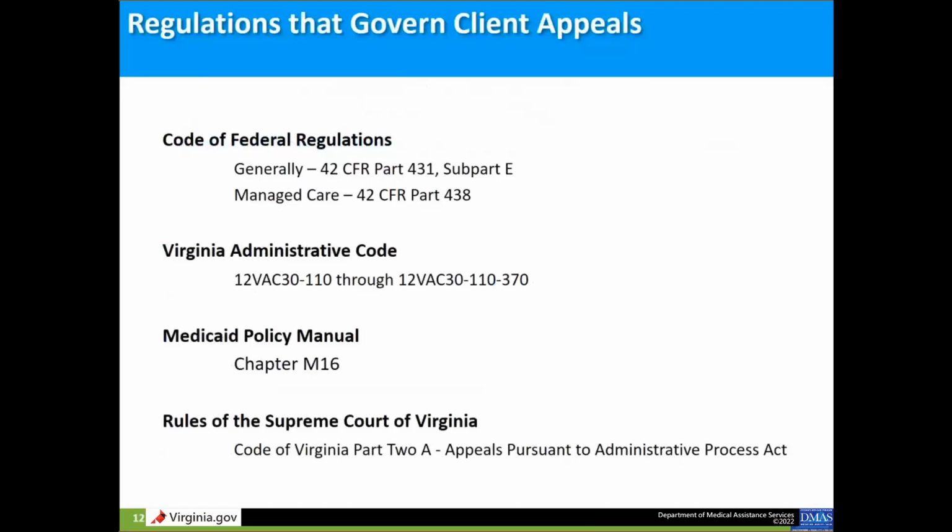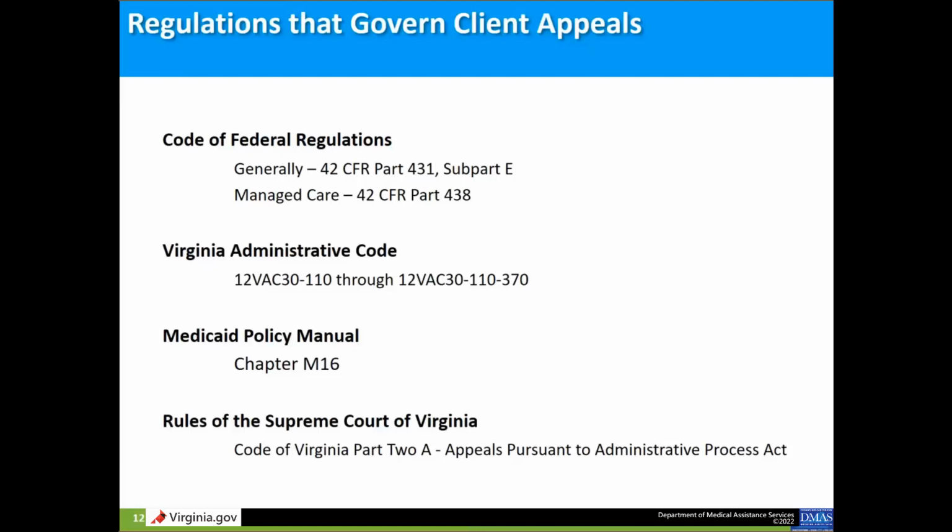Several sources of law govern the Medicaid state fair hearing process. First and foremost, the Code of Federal Regulations, or CFR, mandates that DMAS maintain an appeals forum and sets out several core requirements of the process, such as key procedural rights of appellants and required timeframes for completing the process. There is a separate section listed above that specifically regulates the appeal system for decisions made by managed care organizations associated with the Medicaid program.